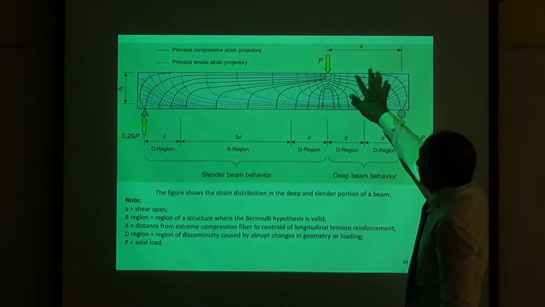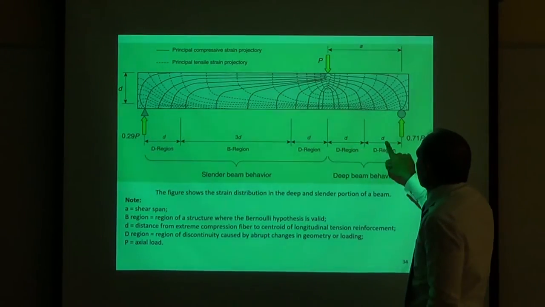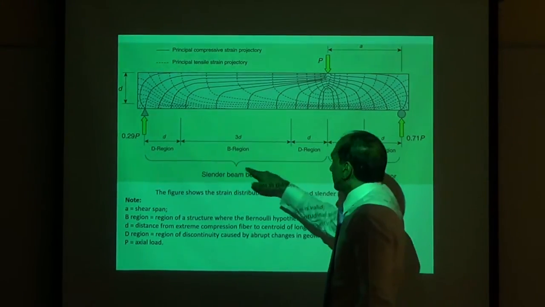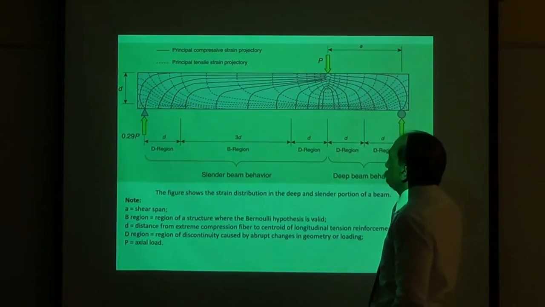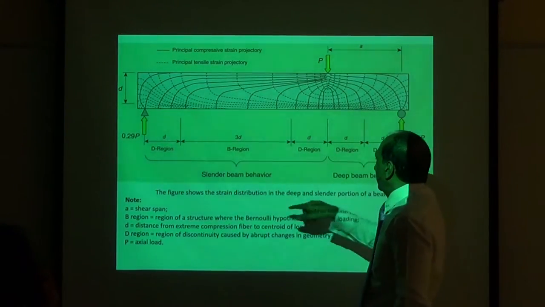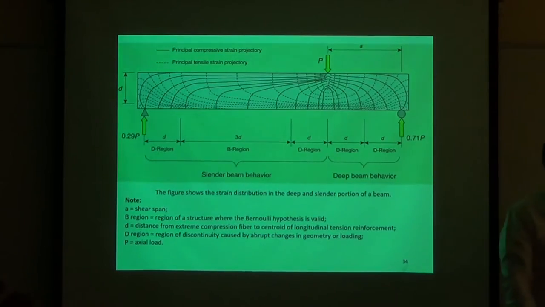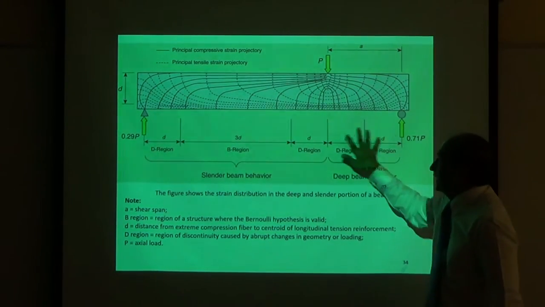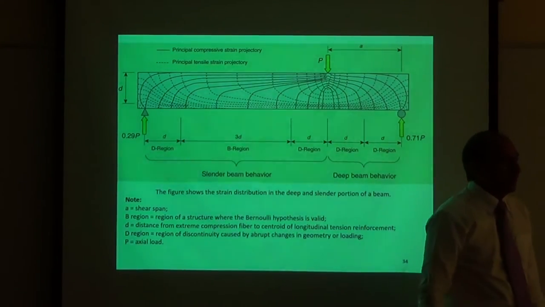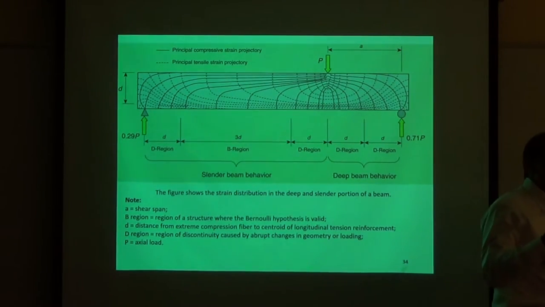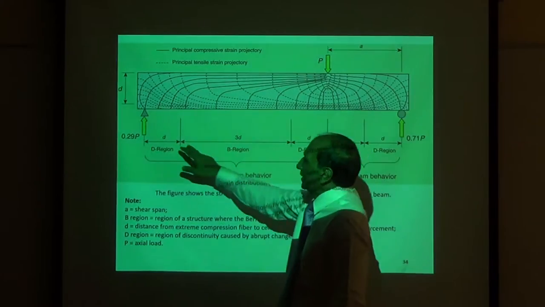And if this is the distance D, this is D, this is 3D, so this is the B region, D region, D region, D beam behavior. So people try to see, because if this portion is all D, this is a disturbed beam, there is no B left. So this portion of the beam cannot be designed by conventional theory at all, because there is no B region. So it must be designed by the deep beam concept, which is strut and tie. And here B region, and here again B region.